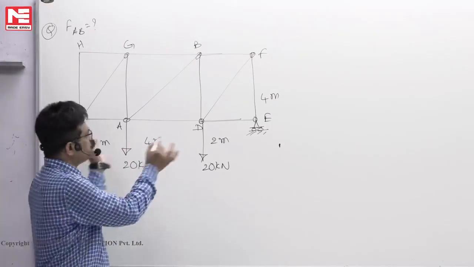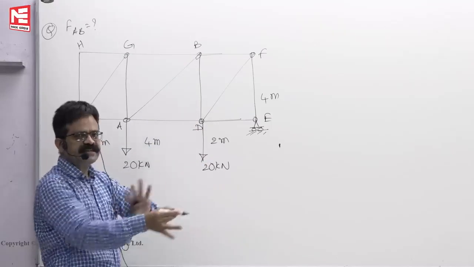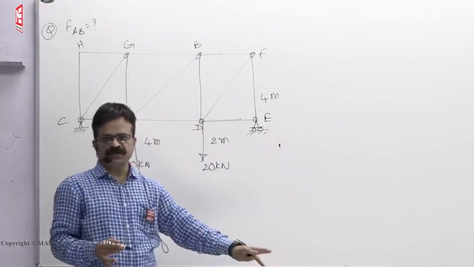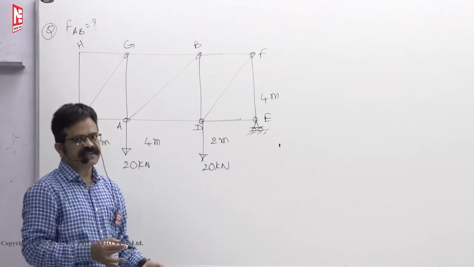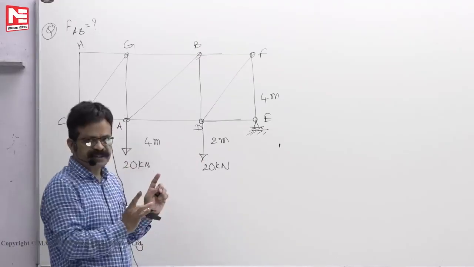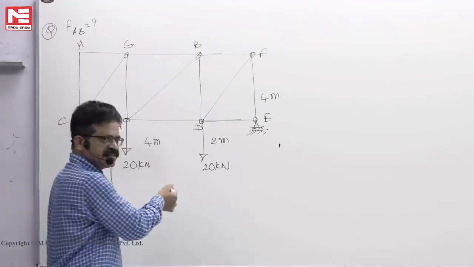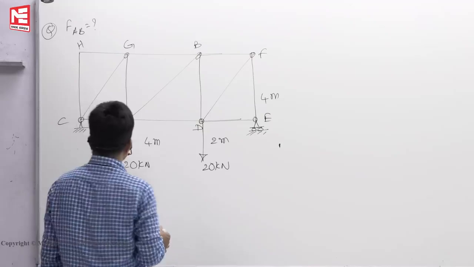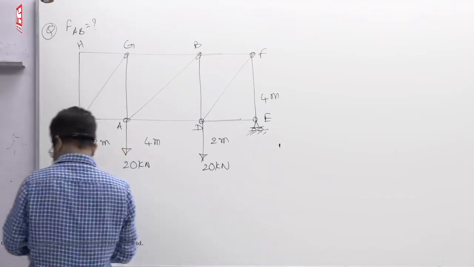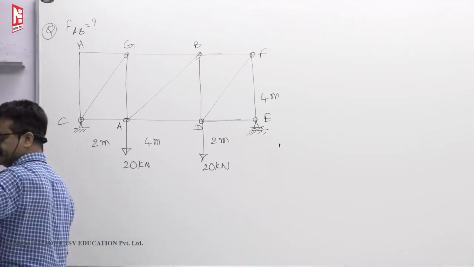If the two supports are on one side and one end is free to deflect downwards, then I told you it is a cantilever truss. Now it is a simply supported truss. It behaves like a simply supported beam. Okay. Now the first step is to find the support reactions.